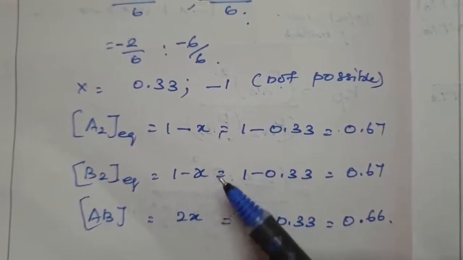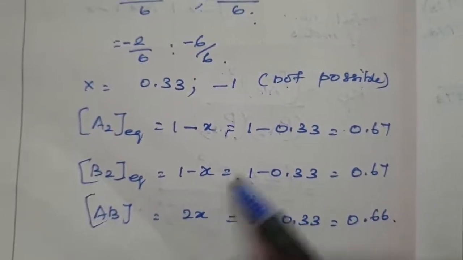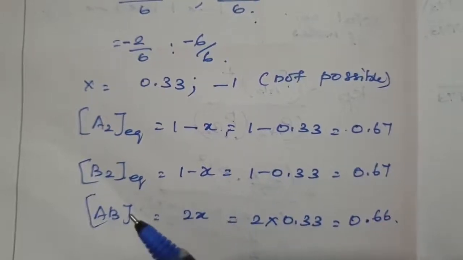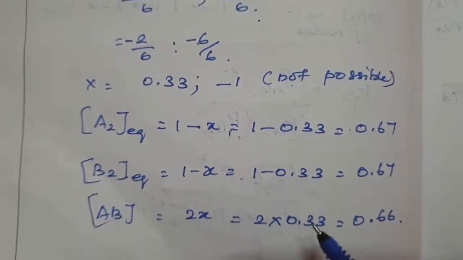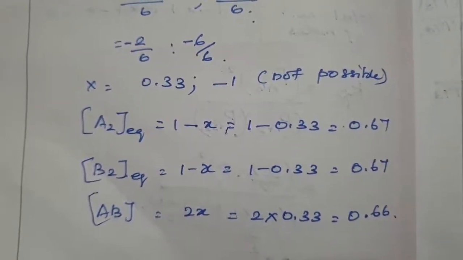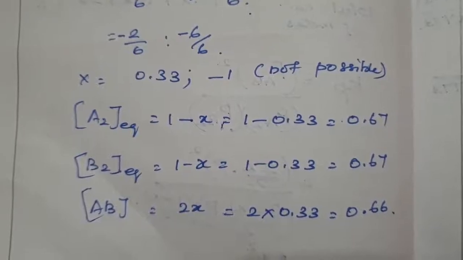Then B2 also has the same value, 1 minus x, so 0.67. What is AB? 2x. Okay, from the tabular column, just revise the tabular column. So AB is equal to 2x, so 2 into 0.33, so the answer is 0.66. So these are the concentrations of the reactants and products.